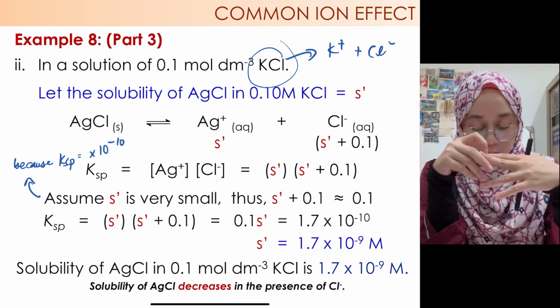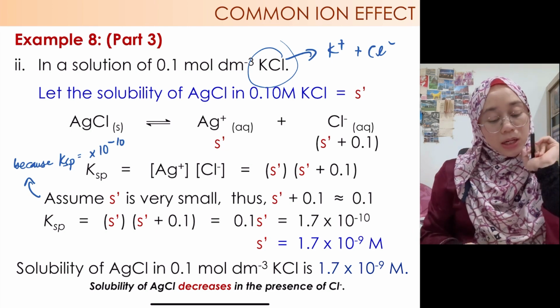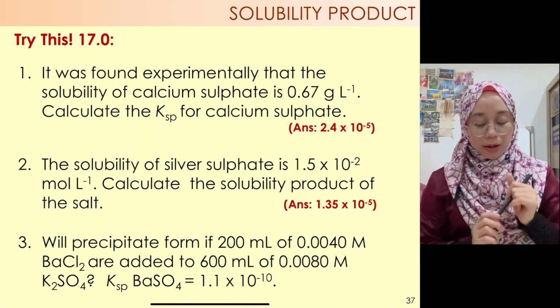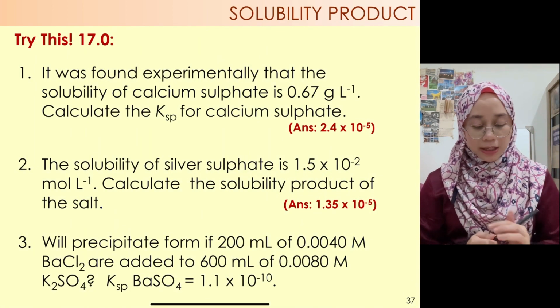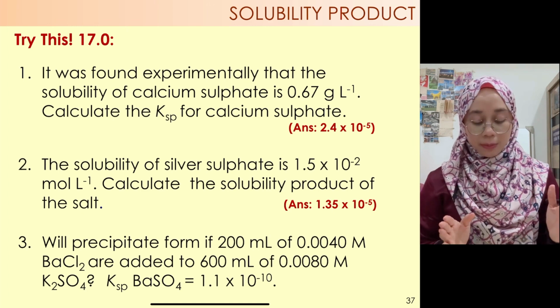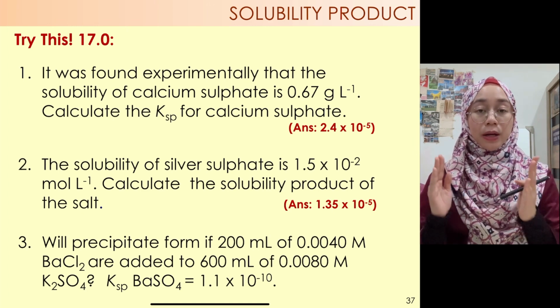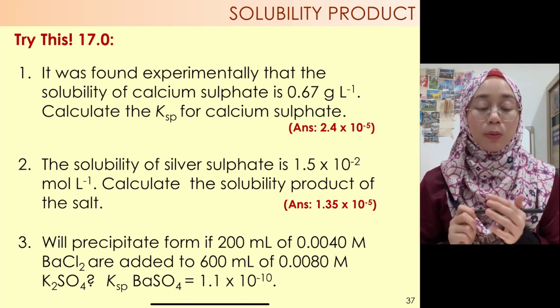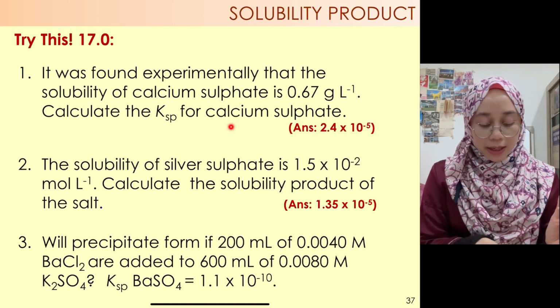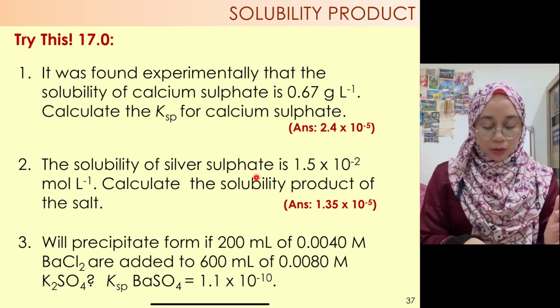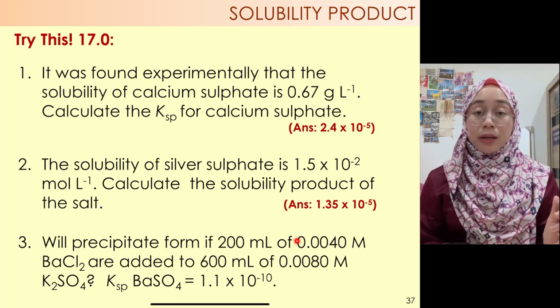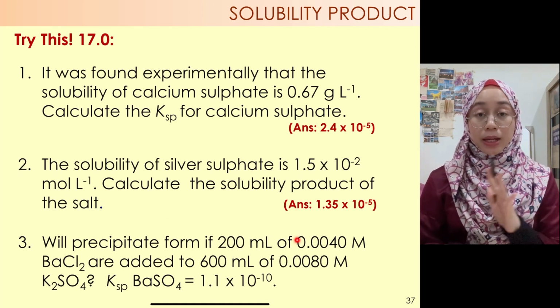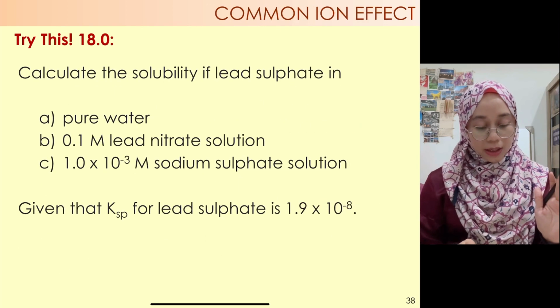Okay, so yang tu je lah sebenarnya untuk bahagian ni. So nanti kamu boleh try buat soalan Try This 17 class. Try This 17 ni sebenarnya dia merangkumi benda yang kita dah belajar daripada awal untuk subtopik 7.3 ni. Dia gabungkan sikit-sikit. Atas ni pasal KSP, yang ni pun pasal KSP juga. Yang ni dah pasal precipitate, bermaksud kena compare QSP dan KSP. Okay, and then kita ada Try This 18 juga.